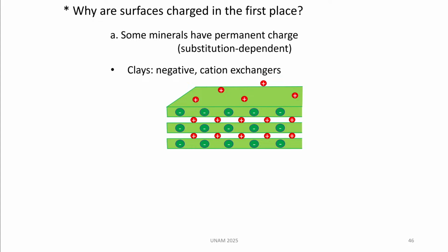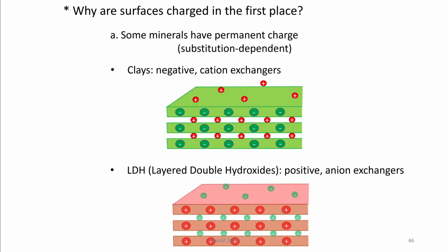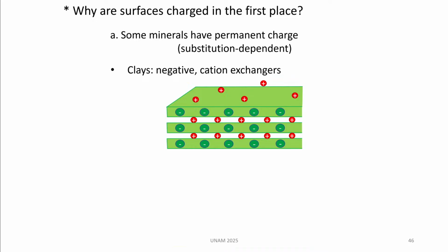Okay, so therefore they are cation exchangers. In layered double hydroxides, you would have the opposite type of substitution. Mg2+ would be substituted by Al3+. That would mean an additional positive charge. The structure of the layers would not be neutral. It would bear some positive charges, and thus it would be an anion exchanger.